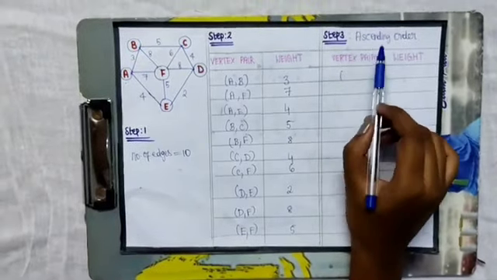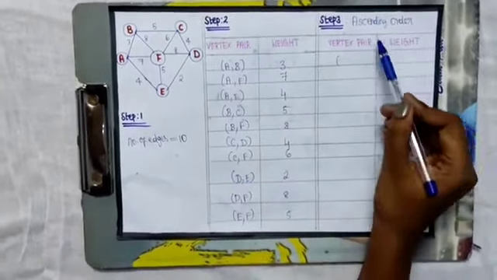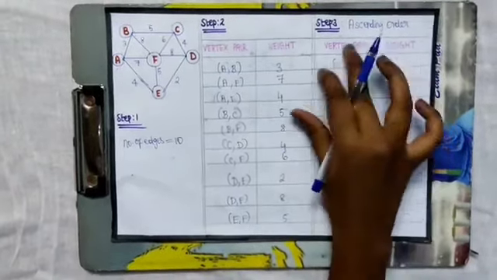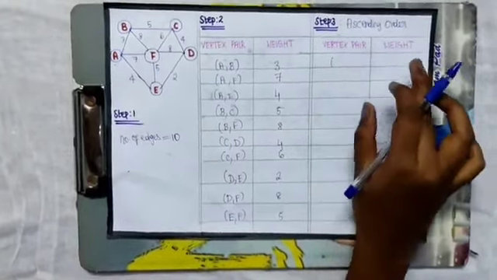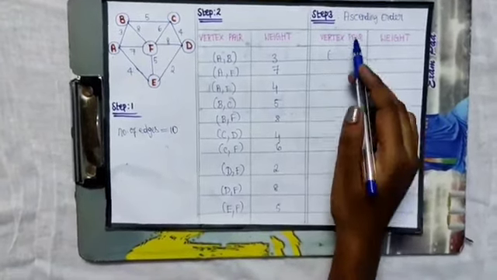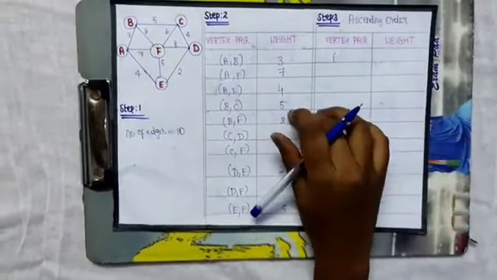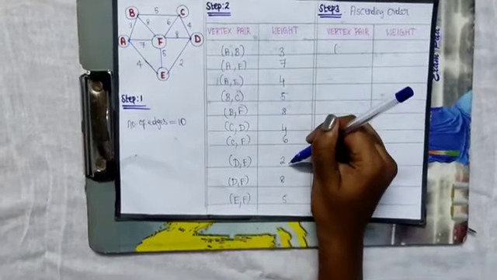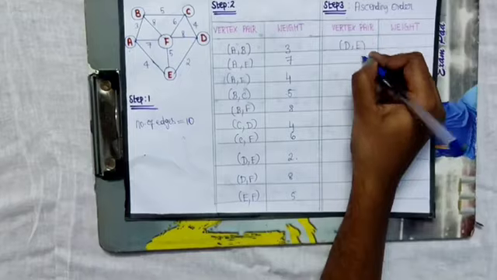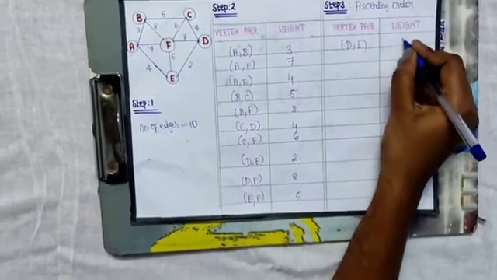Step 3 is to write all the vertex pairs in ascending order. As in step 2, make a tabular column: vertex pair and weight. Here, with the help of the weight, arrange it in ascending order. Comparing with step 2, the smallest value is 2. So, D, E. First I am writing the vertex pair D, E and the weight is 2.